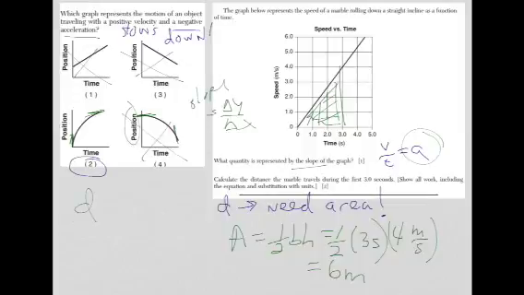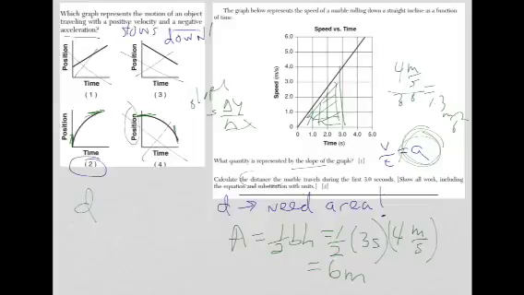The change would be 4 minus 0, or 4 meters per second, over 3 seconds. And of course, 4 divided by 3 is 1.33, or 1.3 meters per second squared. The question didn't ask that. It just asked for the quantity, but you have to know how to calculate slope.